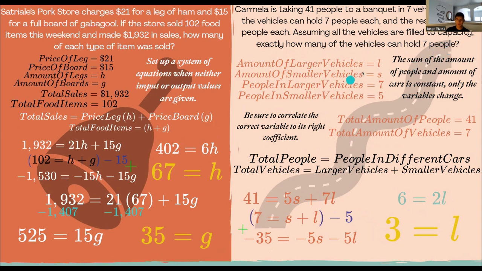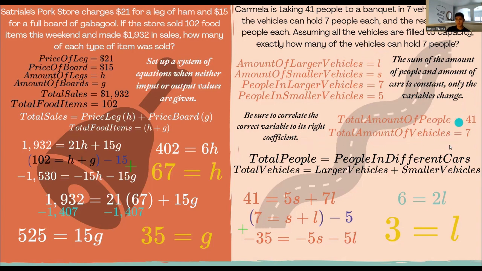So we define our variables here. We establish some amount of people, and the amount of cars is constant, so only certain variables change. The only variables that actually change are the amount of larger vehicles and the amount of smaller ones. So there's a lot of variation. You can have 3 larger vehicles and 4 smaller vehicles, or you can have 1 large vehicle and 6 smaller vehicles. But there's only one situation in which you can take 41 people, right? So be sure to correlate the correct variable with the right coefficient.